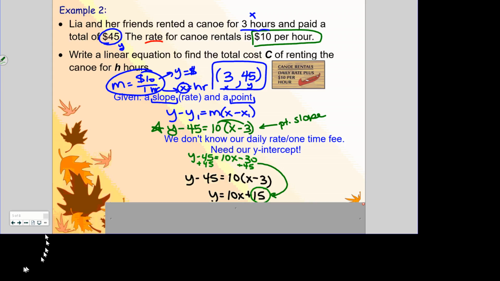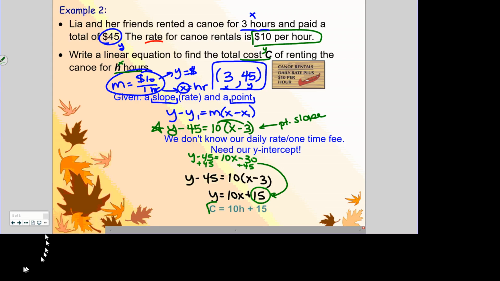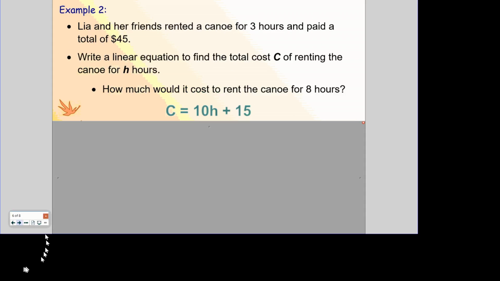So we would write this in slope-intercept form, and we know y to be money or cost, and H to be hours. So that would have been our x. So we can replace y and x with C and H, giving us the equation C equals 10H plus 15. All right. Moving on to applying this a little bit.